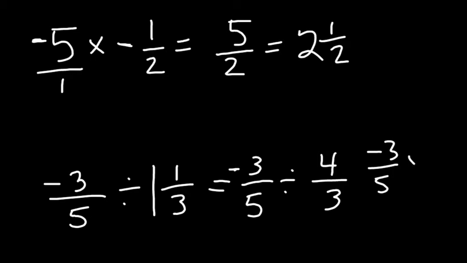-3/5 times 3 over 4. I already decided the answer was going to be negative, so I don't have to worry about that. 3 times 3 is 9. 4 times 5 is 20. So that's negative 9/20.